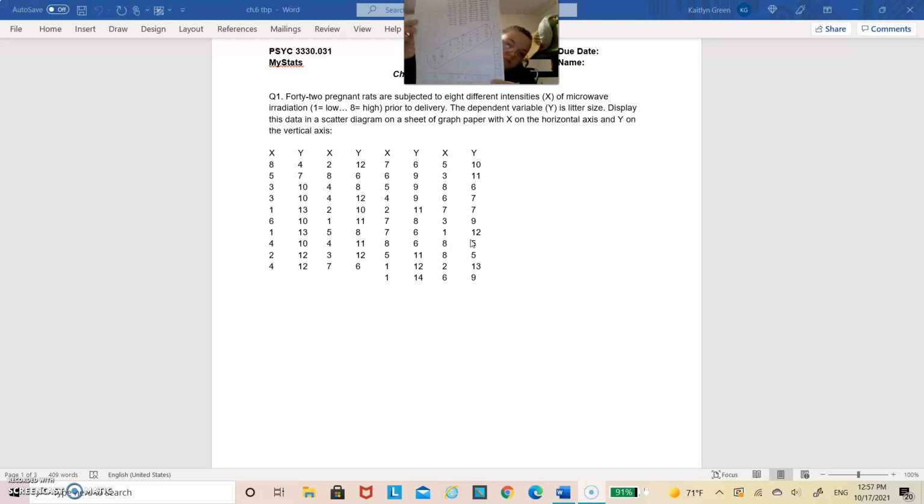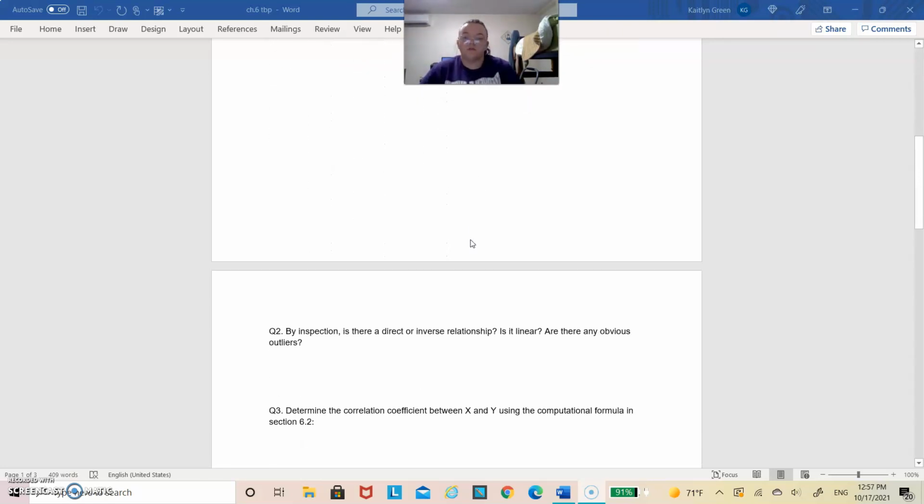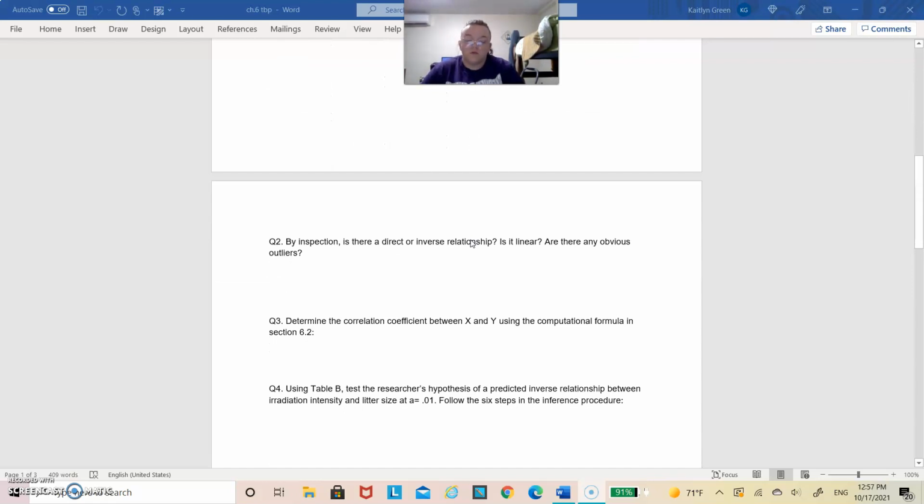You can see all the data is pretty well connected together, and there aren't any outliers. It's just a very strong inverse relationship. Which brings us on to question 2. It says, by inspection, is this a direct or inverse relationship? And it then asks, is it linear, and are there any obvious outliers? Like I previously showed you, it was a very strong graph with no outliers. It was an inverse relationship because it was a negative line, and it was pretty much linear because all of the data was pretty much bunched into a line that looks something like this.